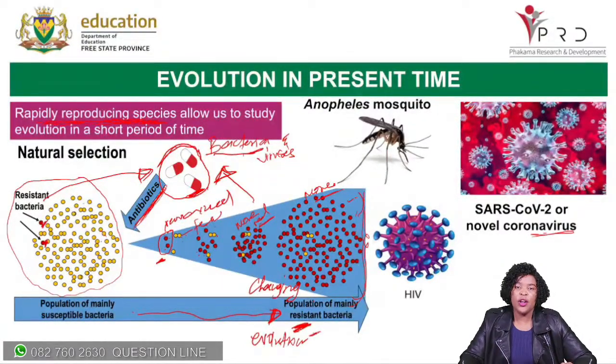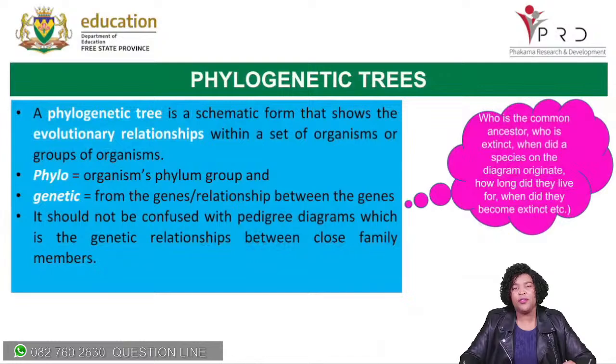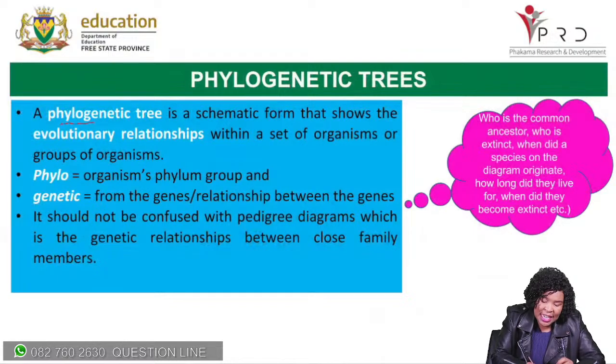Right. So we're going to start now with the next part of evolution, which is human evolution. But before you start with human evolution, you need to understand a phylogenetic tree. What is a phylogenetic tree? You have done a pedigree diagram. You have done a Punnett square. Please make sure that you know when these diagrams are used. For evolution, we talk about a phylogenetic tree.